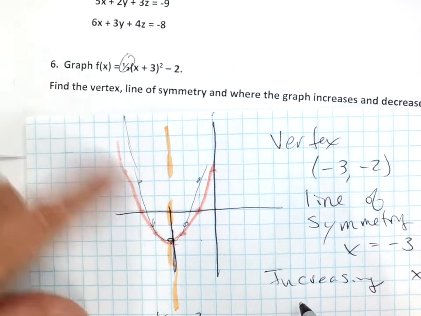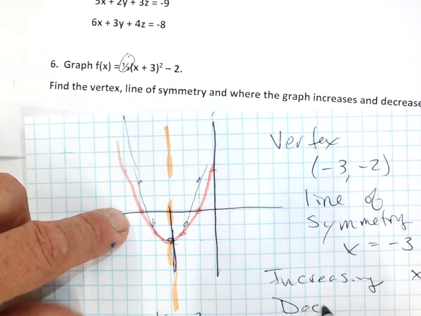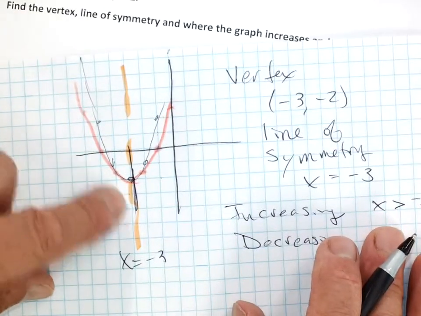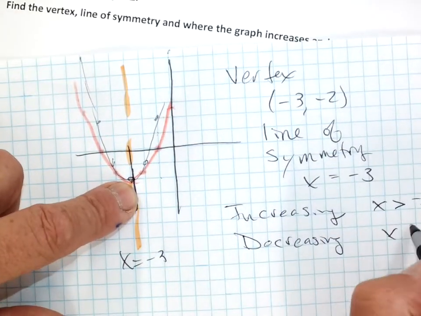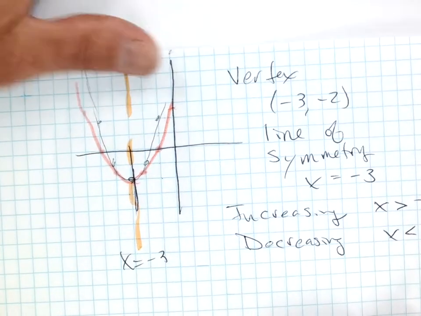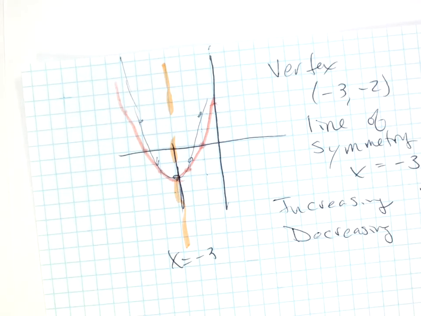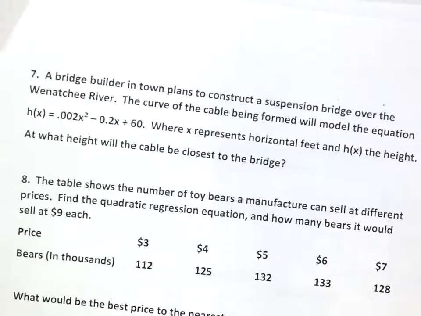And where's it going downhill? Here. It's decreasing. Where's it going downhill? It's decreasing here, which is from x is less than negative 3. Okay? All right, how are we doing? So far, so good? I got to go back and figure out number 5, but I'll do that. Moving on. Okay, number 7.